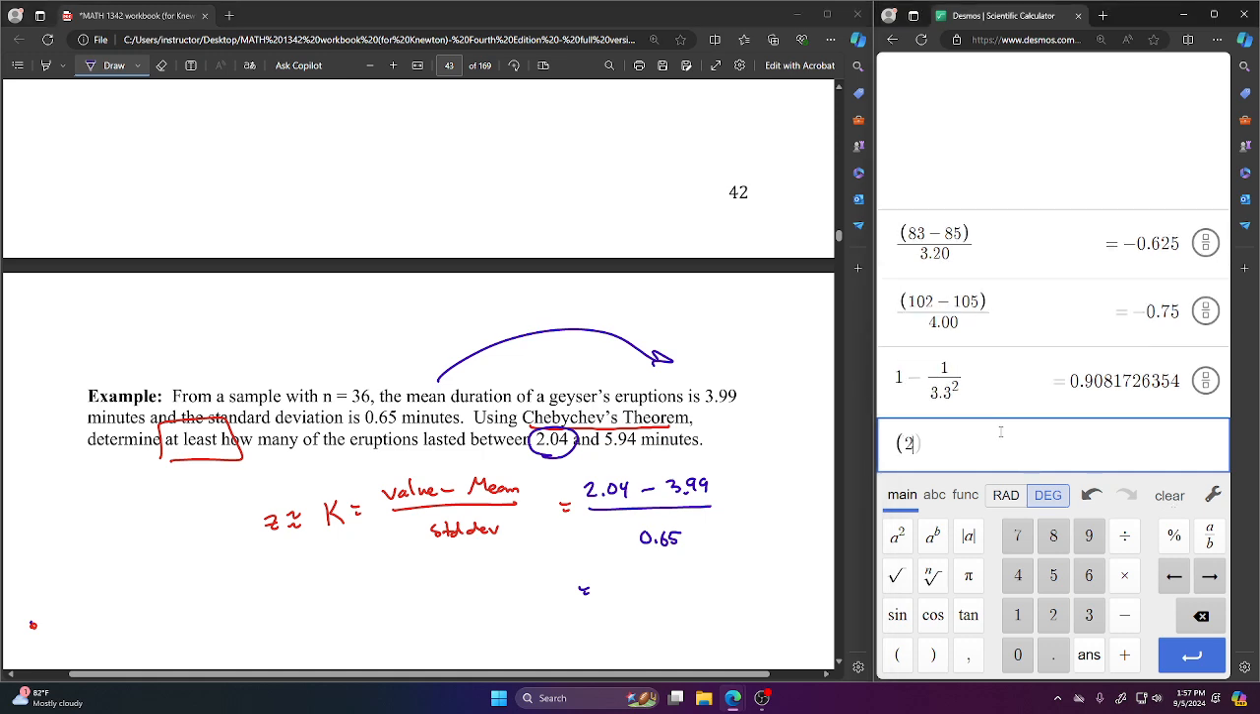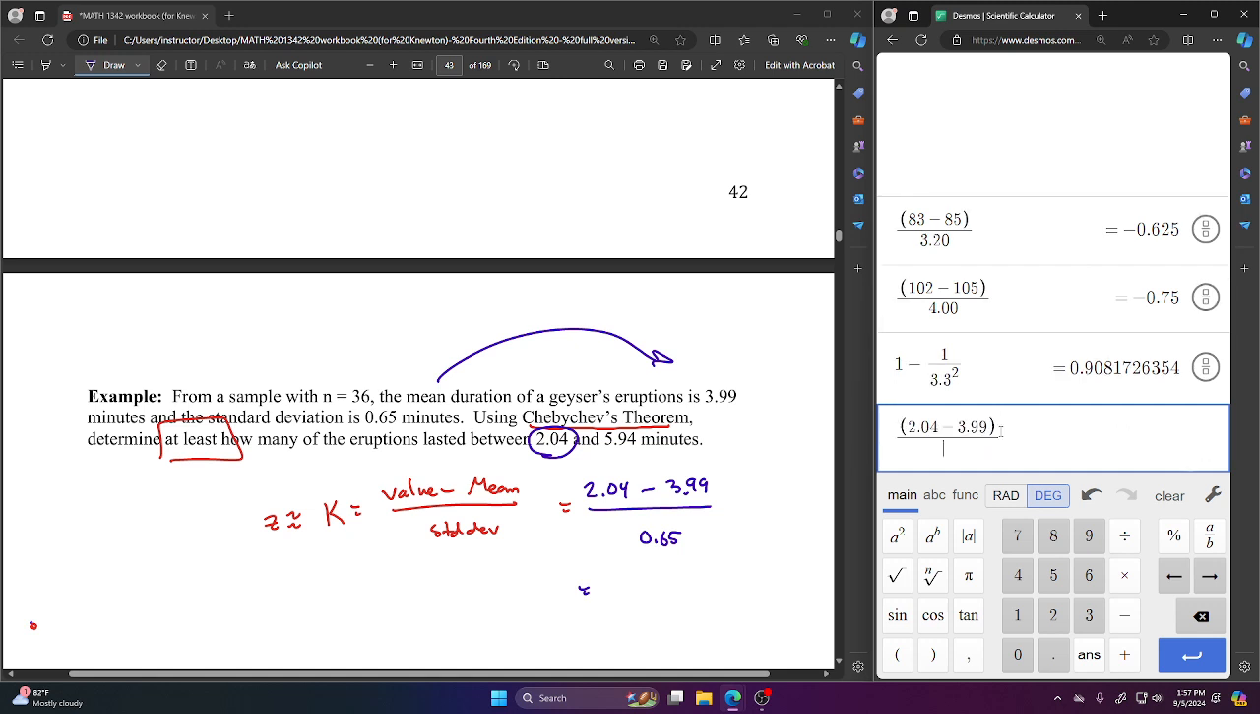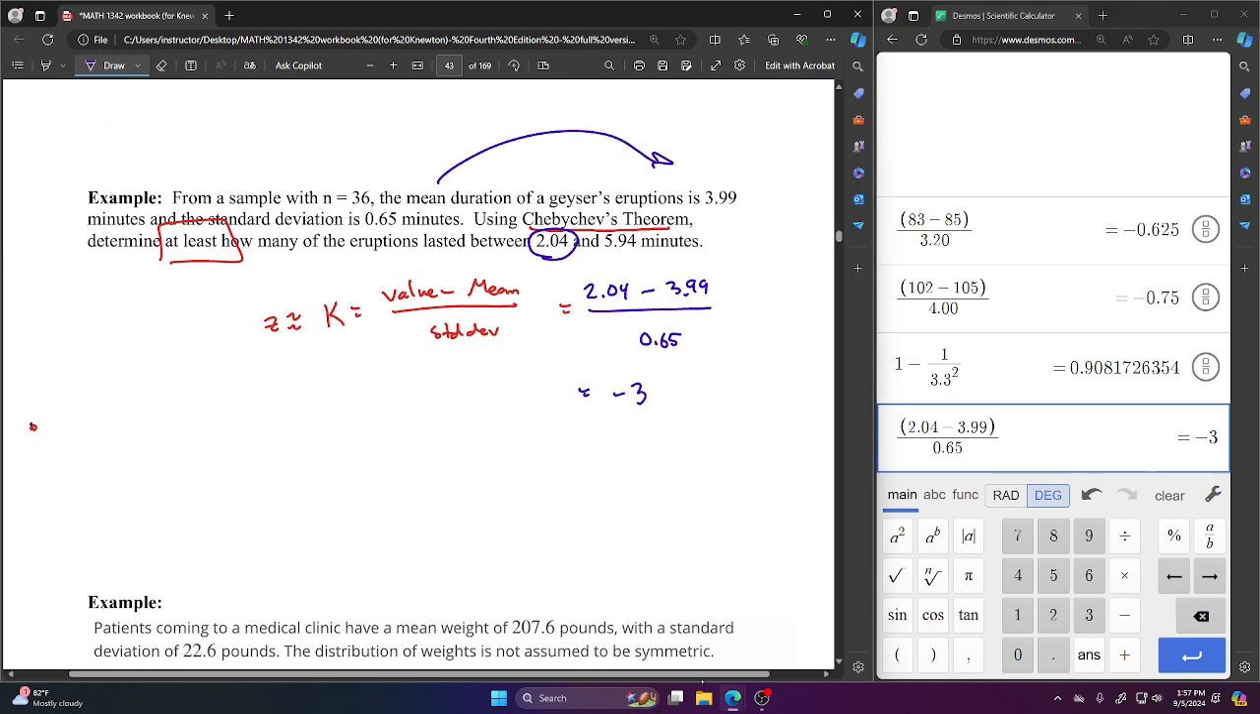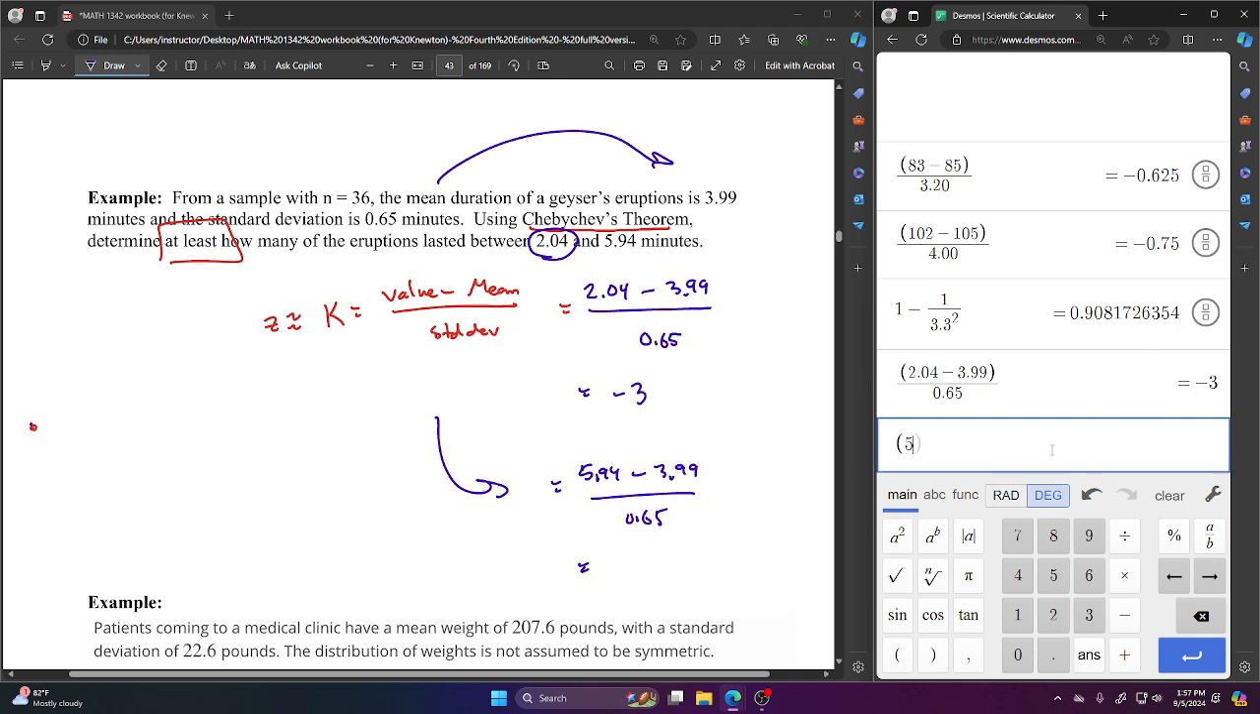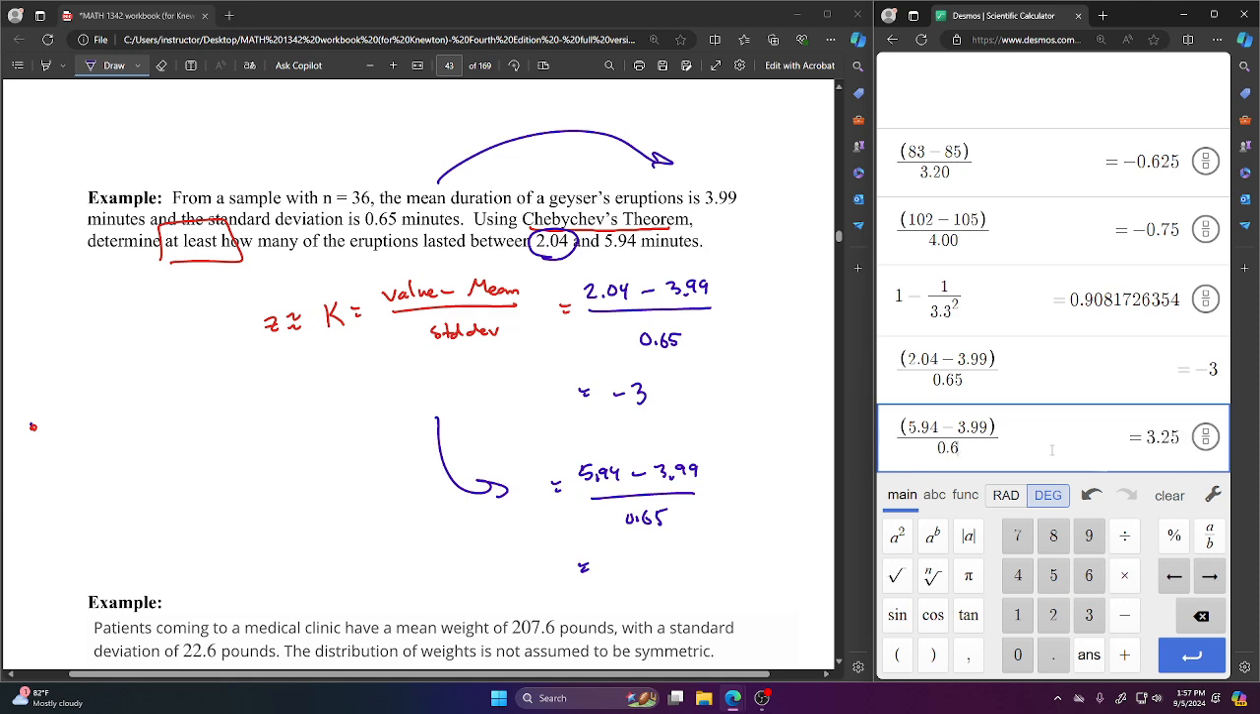Okay, so calculator for sure. You're probably noticing that I'm on my calculator, I'm using the parentheses a lot. That's not required. I'm just doing it so it's easier for me to type. So I got -3. Let me try this again. I'm going to do the same thing for the other number. 5.94 minus the 3.99 over the 0.65. And you're going to see an interesting little thing that happens here. There we go. +3. So did we get the same number?